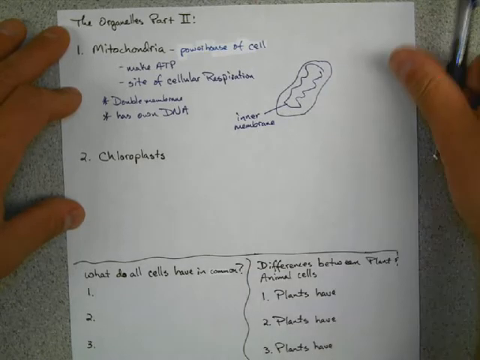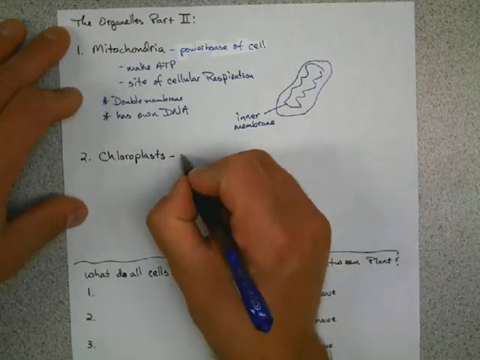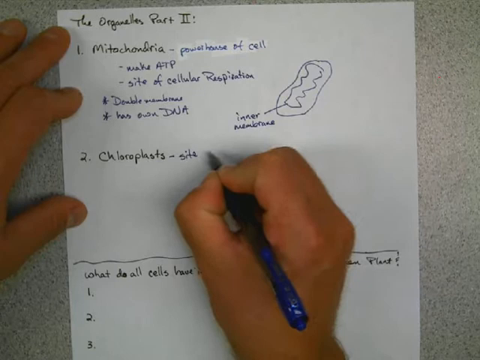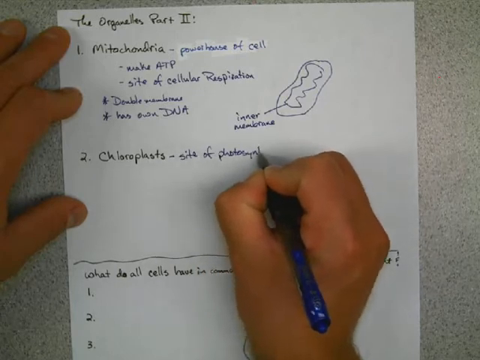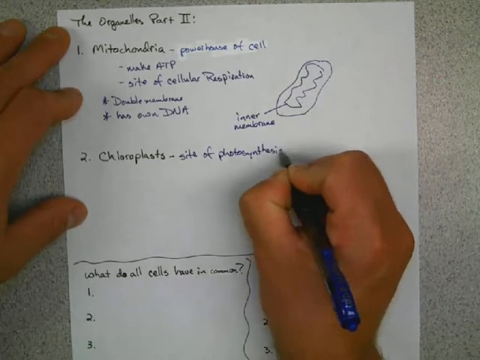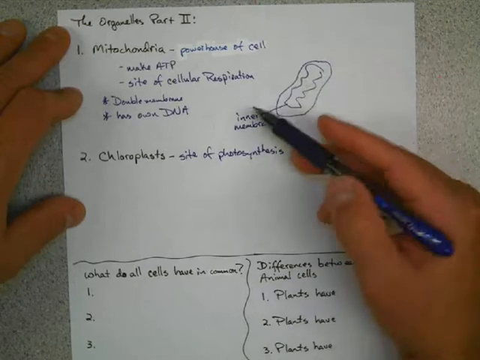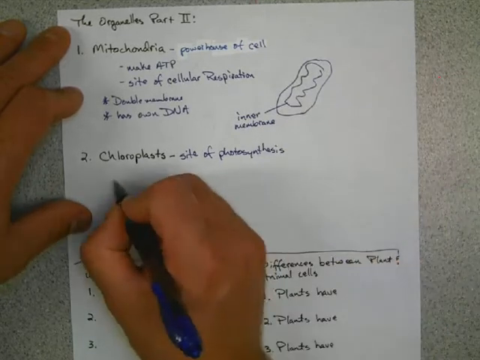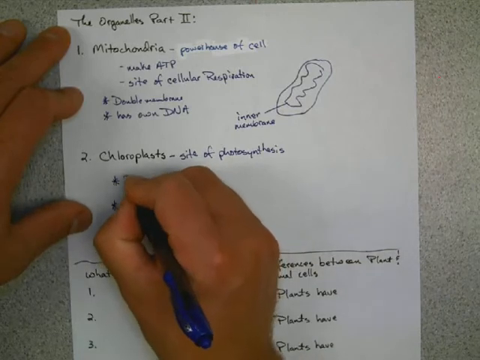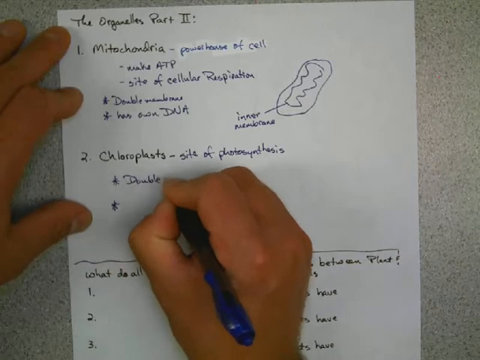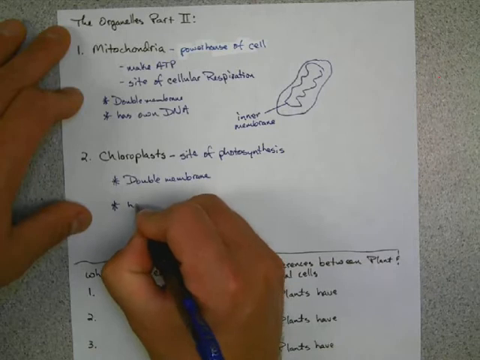Okay. The chloroplast is going to be found in plant cells, and it is the site of photosynthesis. And photosynthesis is the process in which CO2 and water is converted into glucose, and then that glucose will head over towards the mitochondria and go through cellular respiration. And it's very similar to the mitochondria because, once again, it has a double membrane, and it has its own DNA.